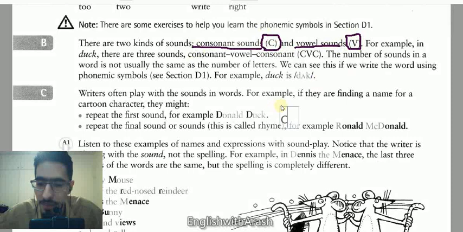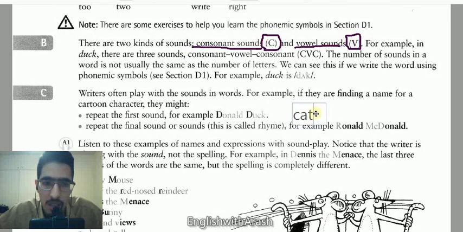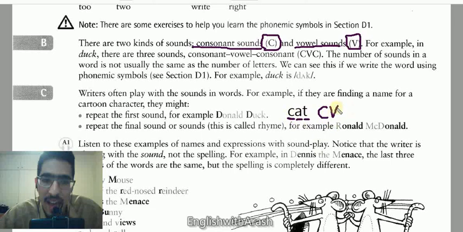Let's say cat. This word has two consonants. Oh, I should have placed it somewhere else. Put it here. Okay, cat. It has k, a, t. So it has a consonant, k. It has a vowel, a, and it has a consonant, t. So it's consonant, vowel, consonant, cat.